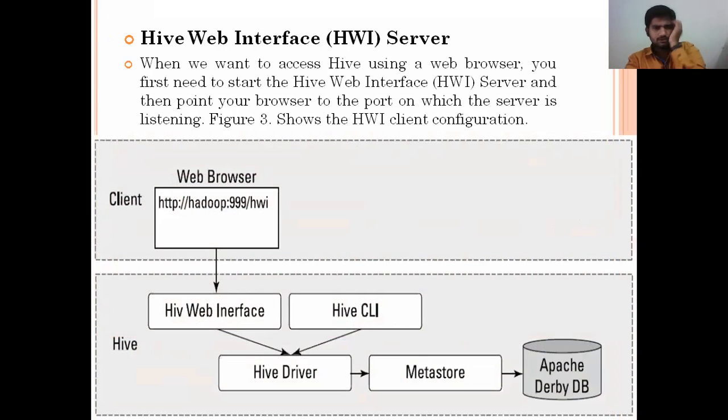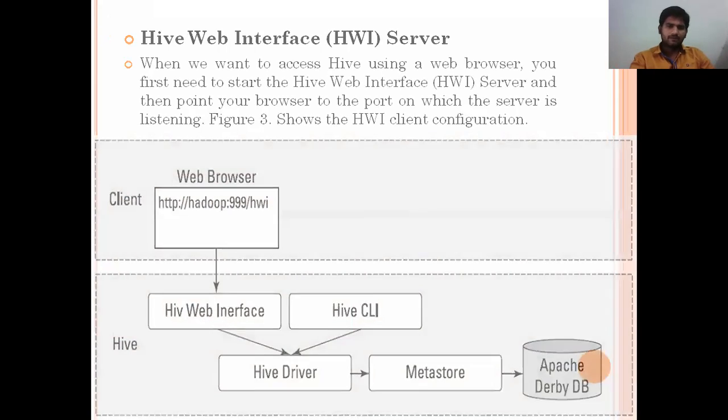So this one we are seeing: the client, a web browser, the web interface, and the Hive CLI. The Hive drivers store these commands and send them to the metastore. The metastore has the data and checks whether the query is correct or not. The syntactical checks happen, and the compiler takes care of this. Then it goes to Apache Derby DB, where it is compiled.